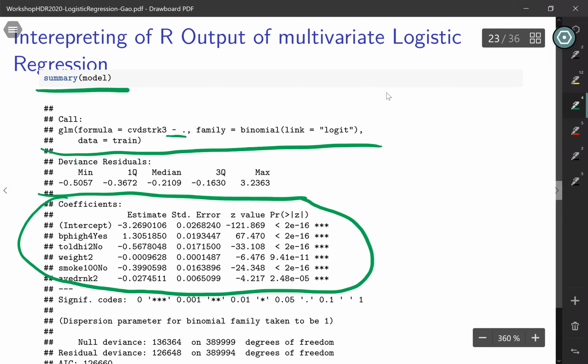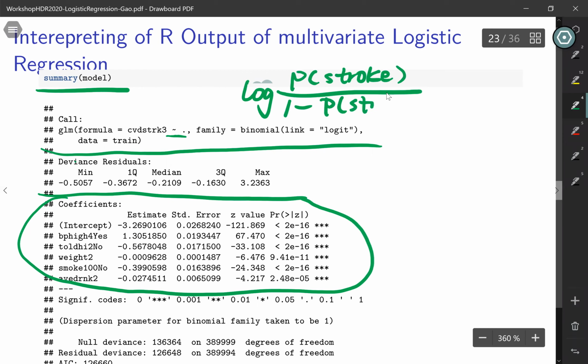We are going to focus on this part, the coefficients. So that's the betas. Remember, we assume the model is the log of the probability of stroke versus 1 minus the probability of stroke, the log odds of stroke, equals beta 0 plus beta 1 x1, where x1 is blood pressure, whether people have ever been told they have high blood pressure or not.